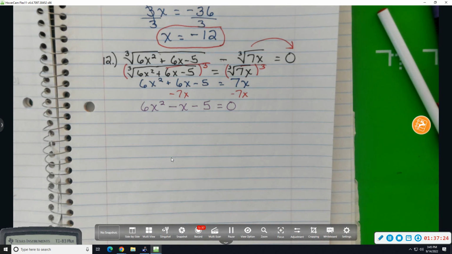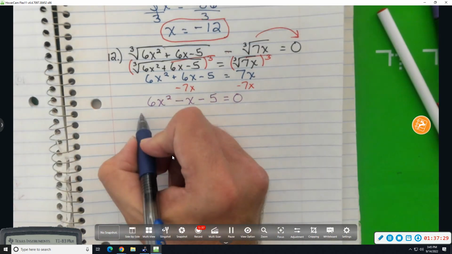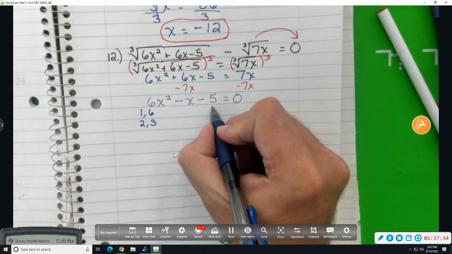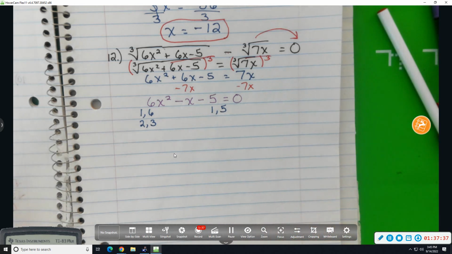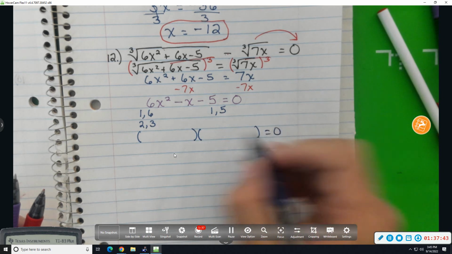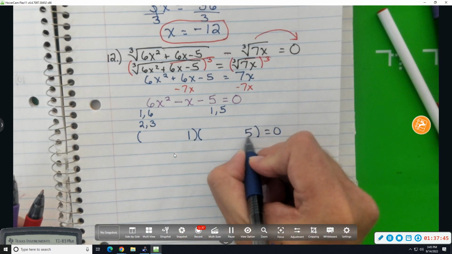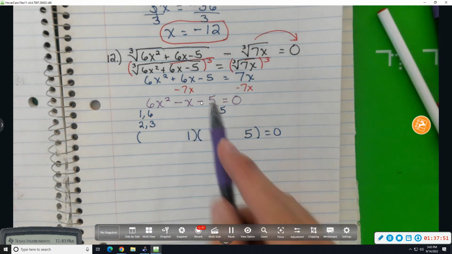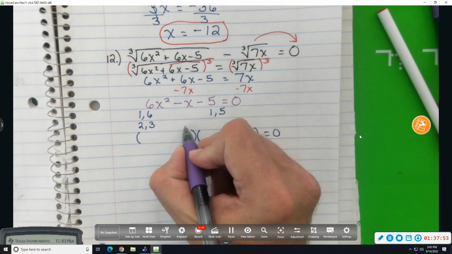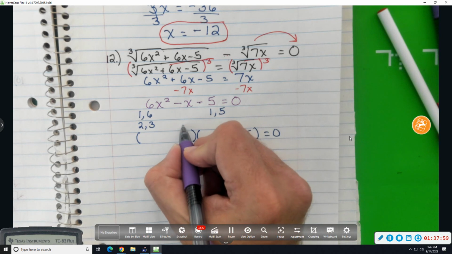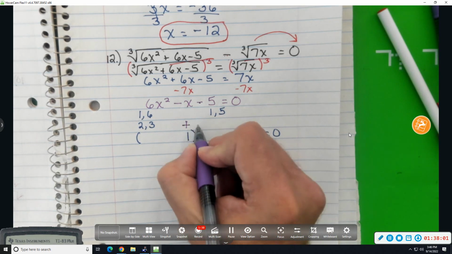What do y'all want to do? Factor or use the quadratic formula? We're going to let y'all decide. Factor, okay. Now for 6, there's 1 times 6 and 2 times 3. But 5 is pretty nice. Only 1 times 5. I went ahead and put in the 1 and 5. Hey, the last sign's a minus. What do we know about the signs inside the parentheses? You have 1 plus and 1 minus.